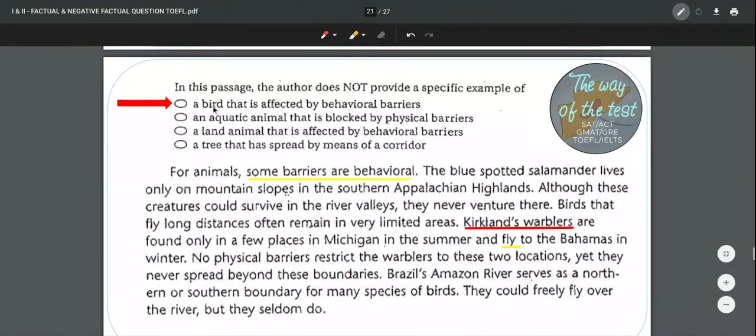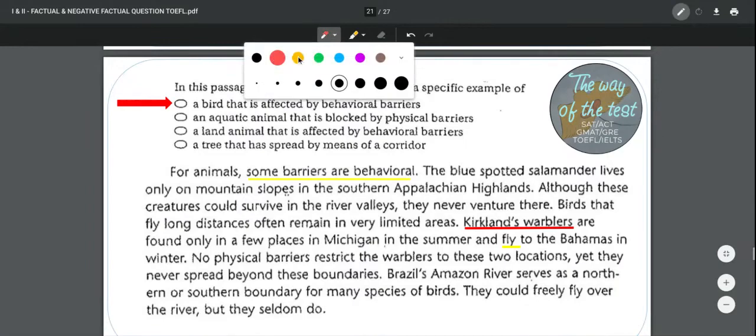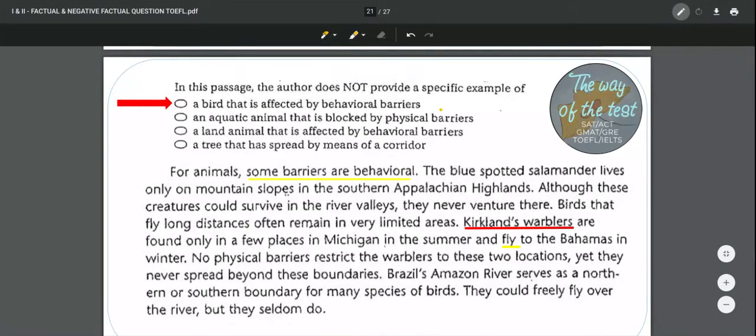So A says, a bird that is affected by behavioral barriers, and we're going to go to the specific passage that talks about behavioral barriers. Remember, we want behavioral barriers, and we find behavioral barriers in the first passage. Actually, I think it's the third passage. We find the bird, the Kirtland's warblers. So this is the specific bird that is affected by behavioral barriers, so it is in the passage.